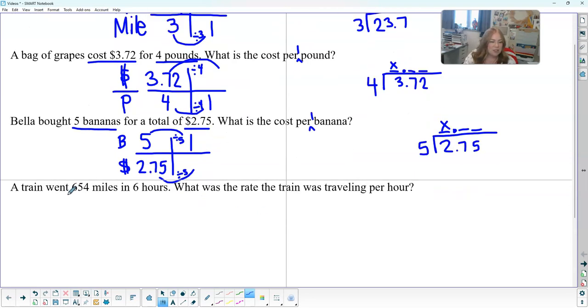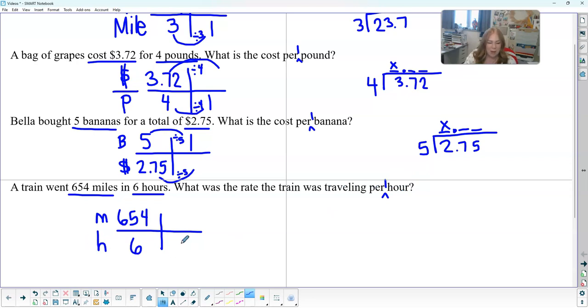And then our last one says a train went 654 miles in 6 hours. What was the rate the train was traveling per hour? How many hours? 1 hour. So we have miles and we have hours. We're going to set up our chart. So 654 miles in 6 hours. And it wants to know the rate the train was traveling per 1 hour.